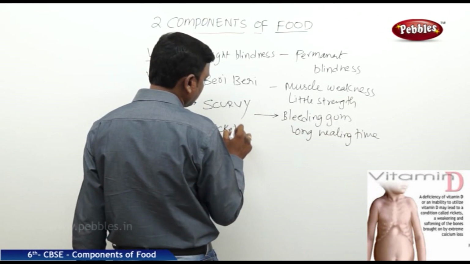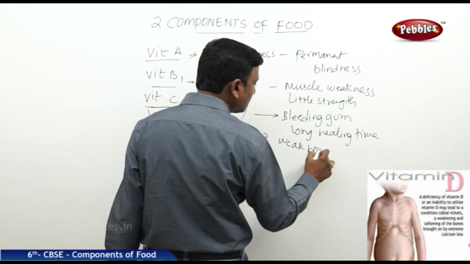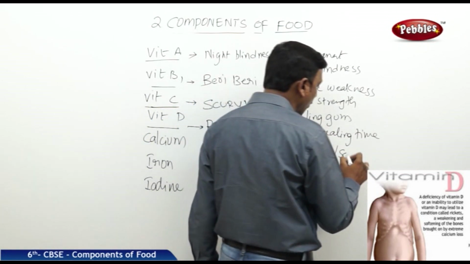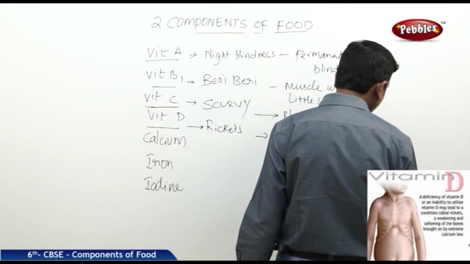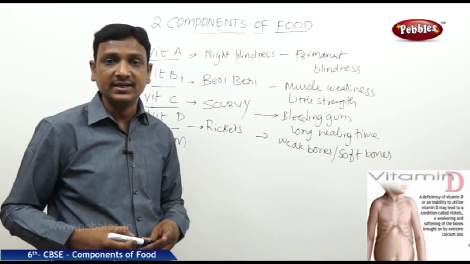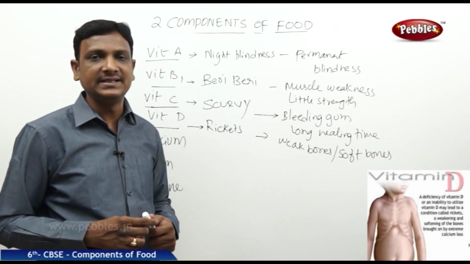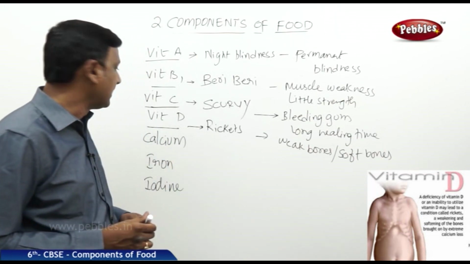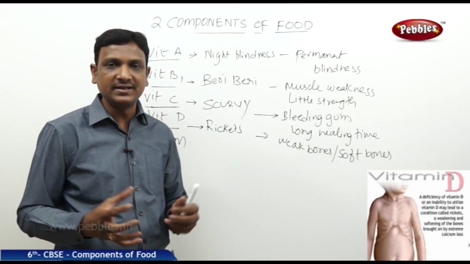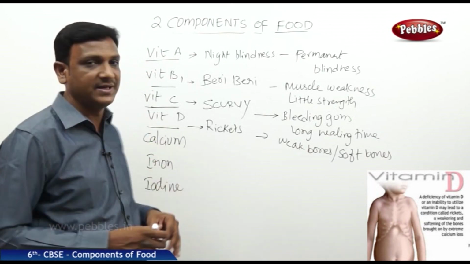Vitamin D. Deficiency causes rickets, weak bones or soft bones. Bones become soft if you don't have vitamin D. If you don't have vitamin D, there will be mental disability, anxiety, depression. At the same time, you will get weakness in the body, weakness in muscles and bones. All this happens because of vitamin D.